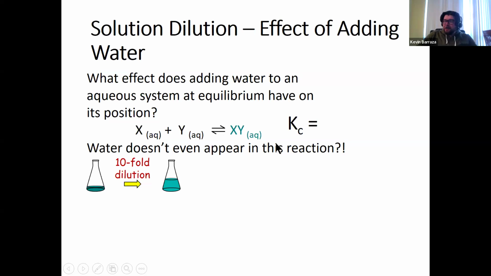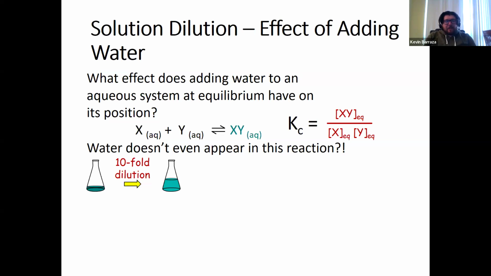To set us grounded on this, let's first write out what the equilibrium constant is equal to in terms of the ratio of the things in our reaction. So remember that it's always the same, products to their coefficients over reactants to their coefficients. So that's going to be XY over X times Y.